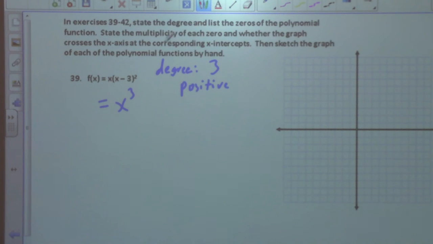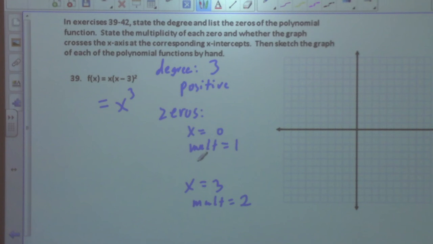Then it says list the zeros. So what are the zeros of this function? 3 and 0. So we have x equals 0 and x equals 3. And it asks, what is the multiplicity of each zero? The multiplicity of 0 equals 1 and the multiplicity of 3 equals 2.